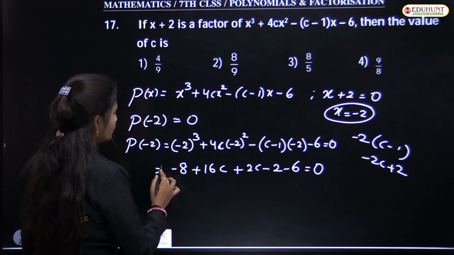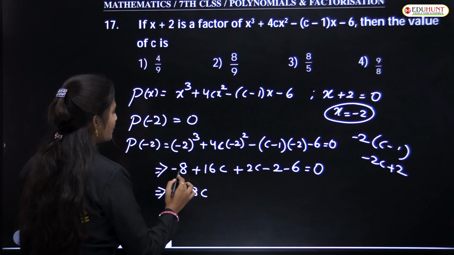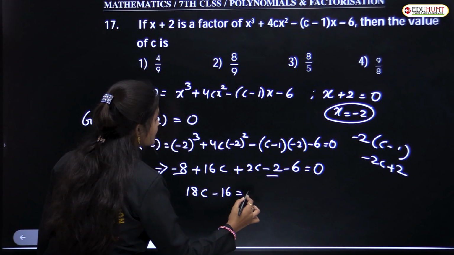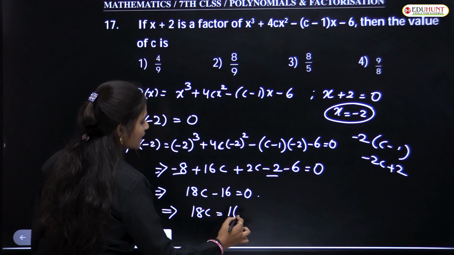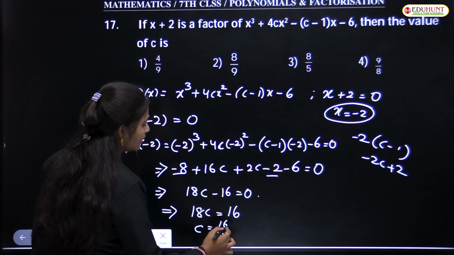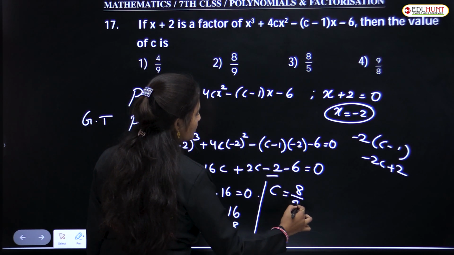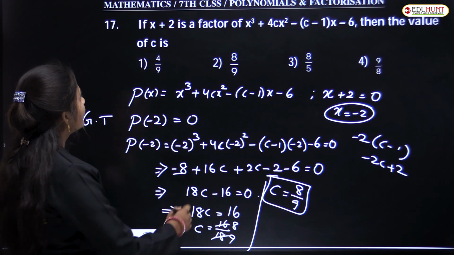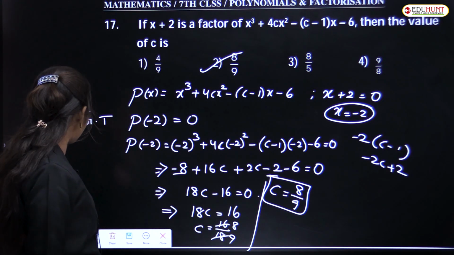So 16c plus 2c equals 18c, and minus 8 minus 2 is minus 10. Minus 10 minus 6 equals minus 16, which equals 0. So from this, 18c equals minus 16, which becomes plus 16. So c equals 16 by 18. 2 eights are 16, 2 nines are 18. So c equals 8 by 9. What is that option here? That is option 2, 8 by 9. Is it clear to you? Now we will see the next question.